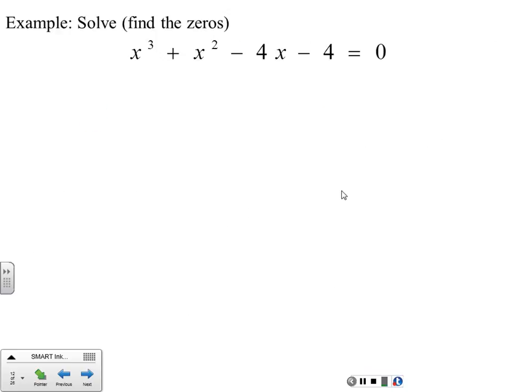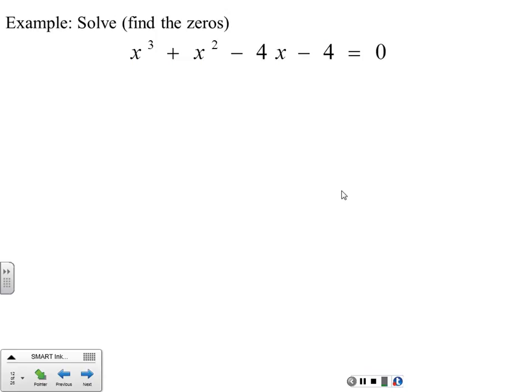So, example, solve this polynomial equation. Find the zeros is in parentheses. We've already talked about that. If I ask you to find the zeros or solve one of these equations, what am I asking you to find? X-intercept. Your x-intercept. Somebody was listening. Hallelujah. If I ask you to find the zeros or solve one of these polynomial equations, you are actually finding your x-intercepts of the graph. Okay? You are actually finding your x-intercepts.